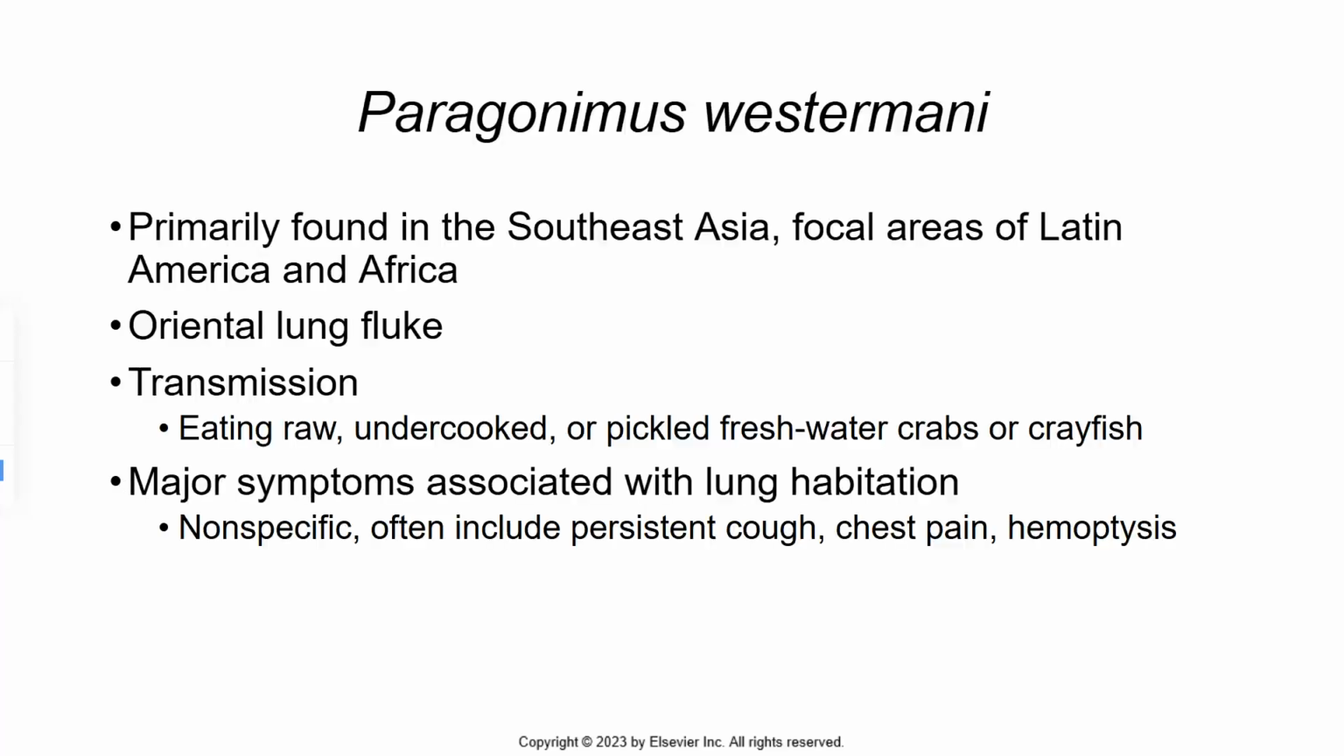Lung flukes. Paragonimus westermanni. Primarily found in Southeast Asia, focal areas of Latin America and Africa. It's the oriental lung fluke. Transmission would be eating raw, undercooked, or pickled freshwater crabs or crayfish. Major symptoms are associated with lung habitation. Nonspecific, often including persistent cough, chest pain, and hemoptysis.